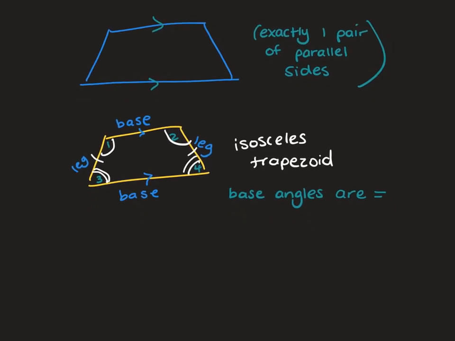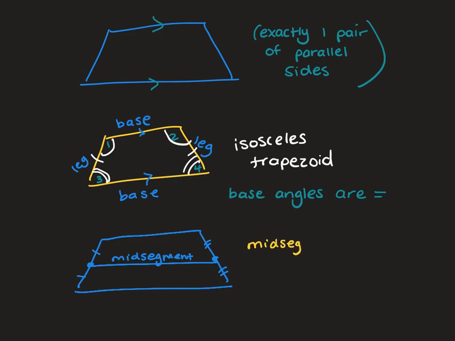And then we just talked about the midsegment. The midsegment connects the midpoints of the sides of the trapezoid, and the midsegment is parallel to the bases. So all three of these are parallel. And the midsegment's length equals 1/2 base 1 plus base 2.